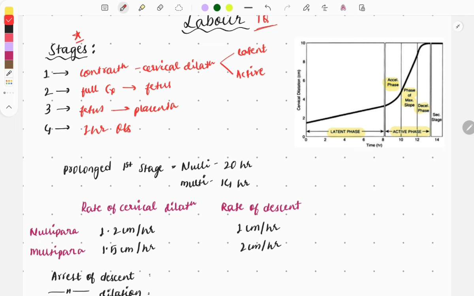So we will look at the normal values first. The normal value of the latent phase is 8 hours, and for the active phase it will be 4 to 6 hours, and for stage 2 it is 2 hours for the nullipara and 30 minutes for the multipara. Delivery of the placenta, 15 minutes is the normal value, and 1 hour observation, okay.